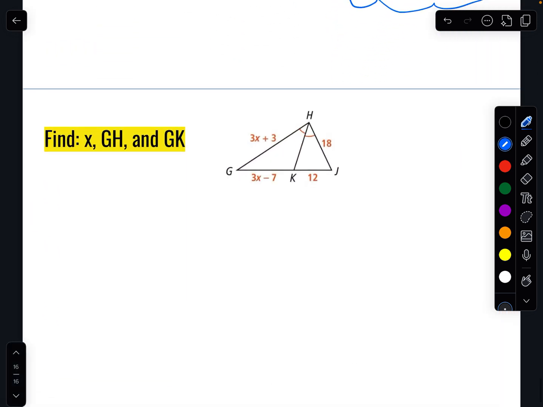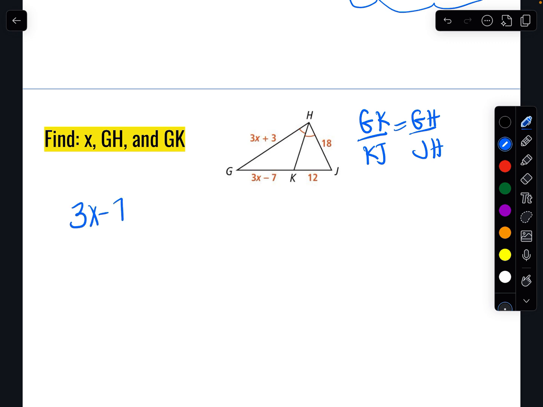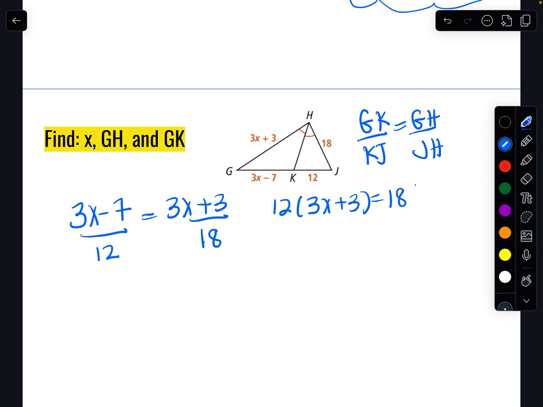One more here. I know GK over KJ equals GH over JH. So 3x minus 7 over 12 equals 3x plus 3 over 18. Solving this one, 12 times 3x plus 3 equals 18 times 3x minus 7.